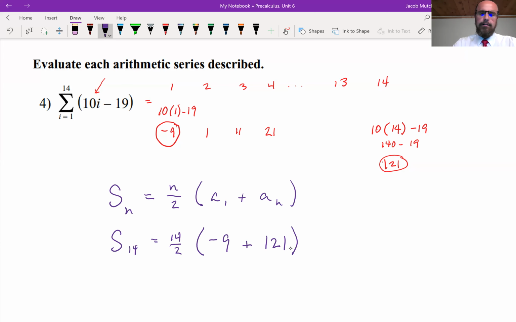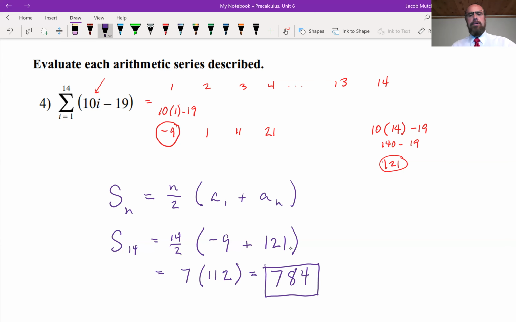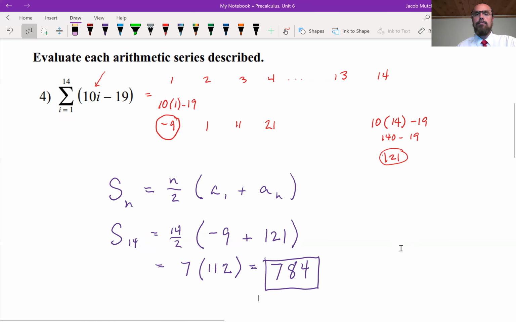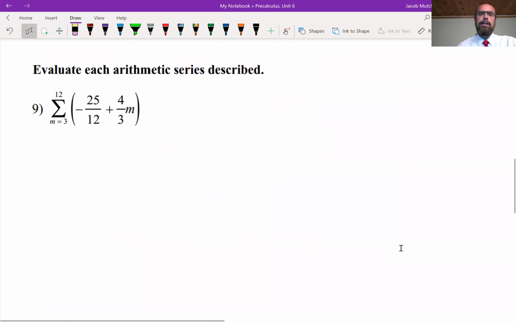So we'll just calculate that from the formula. That's 7 times -9 plus 121 is going to be 112. And then 7 times 112 is going to be 784. So definitely an advantage to have a formula. When I have a lot of terms like this, 14 terms are a lot to list, let alone add up. The formula saves time. It also saves opportunities where we could make an error.